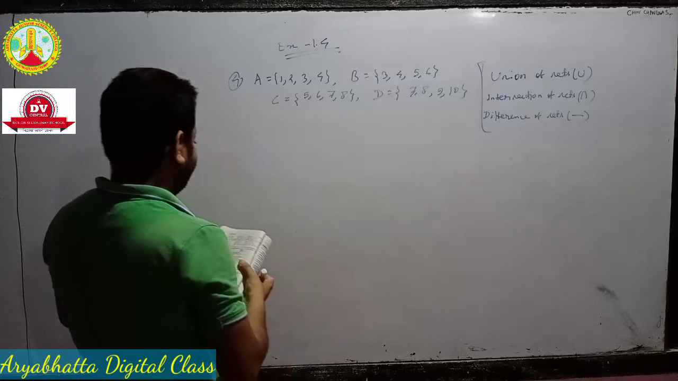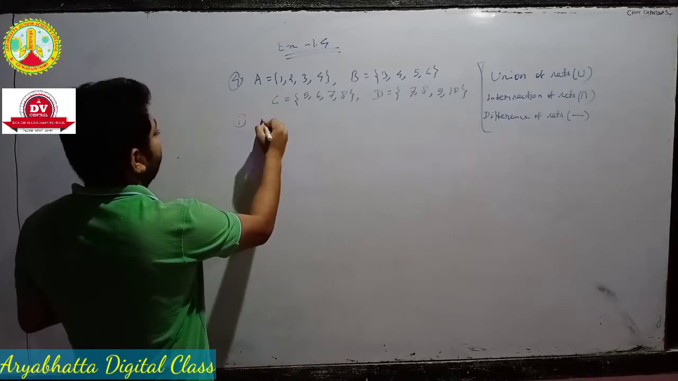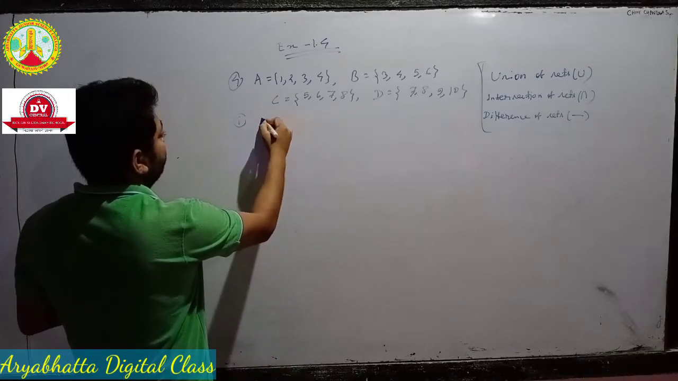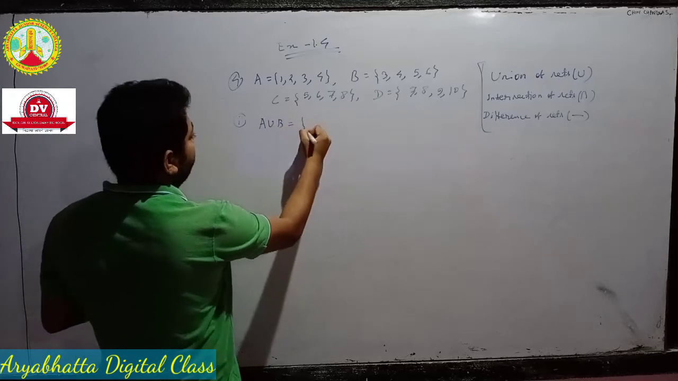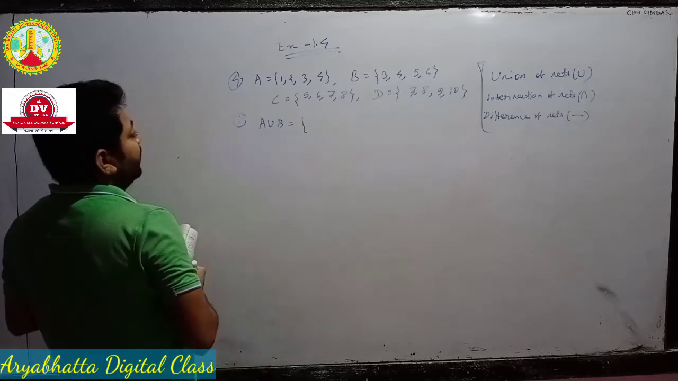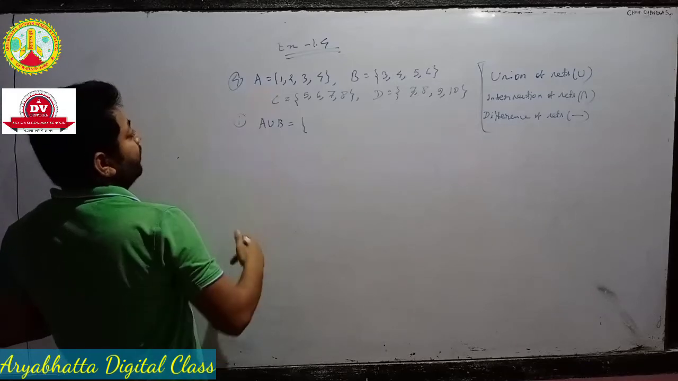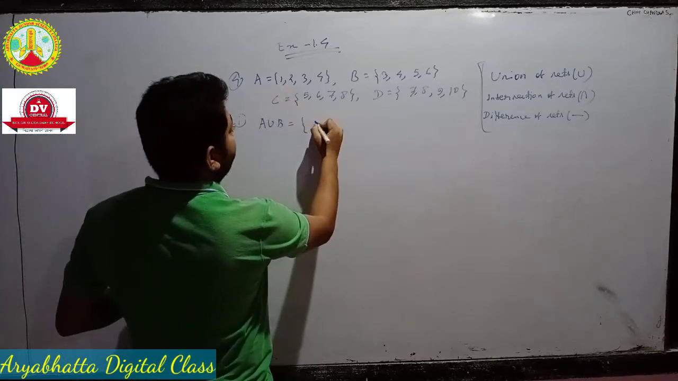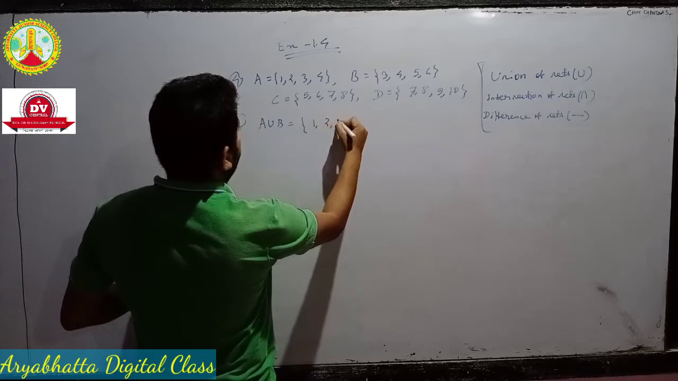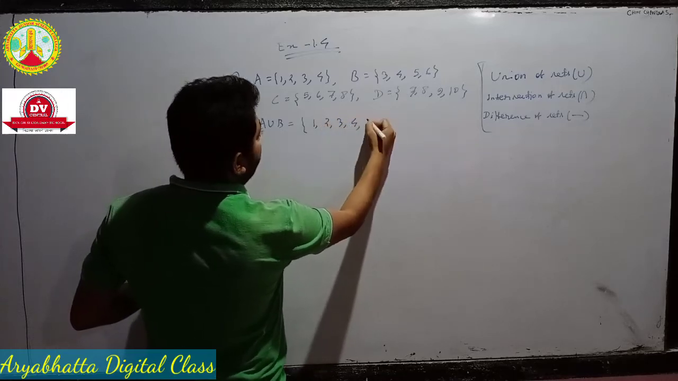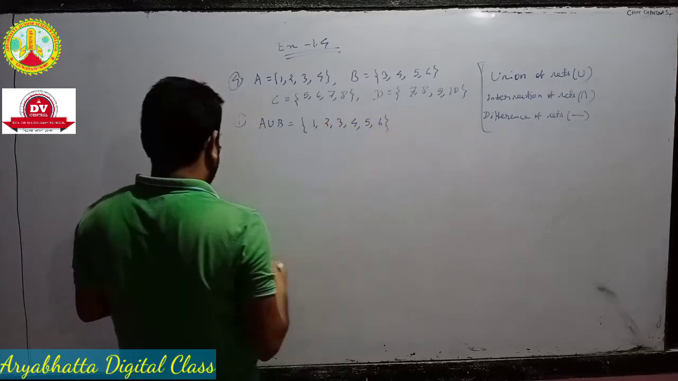A union B, Roman numeral 1. Already we have discussed that A union B is the set of all elements of the sets A and B. Therefore, A union B is equal to {1, 2, 3, 4, 5, 6}.